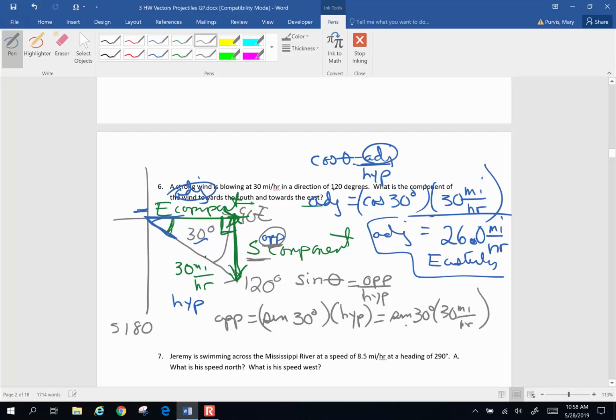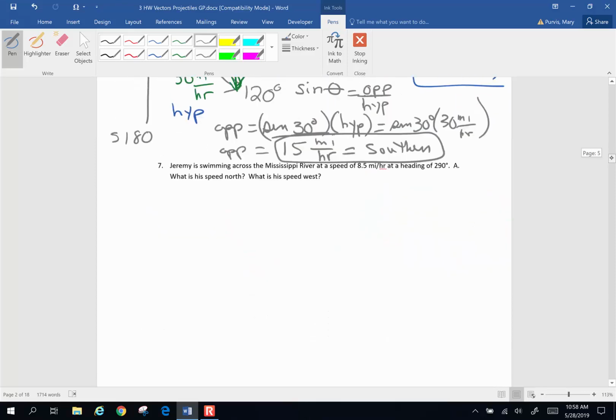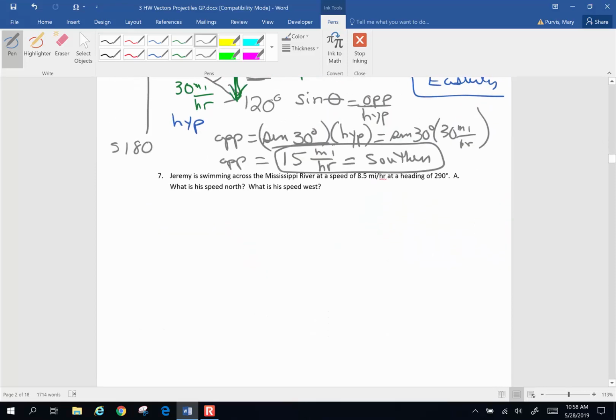The sine of 30 happens to be 1/2. So the opposite ends up being 15 miles per hour, and that is the southerly component of my motion. So that's breaking this vector into two components. Let's do one more, breaking vectors into components.